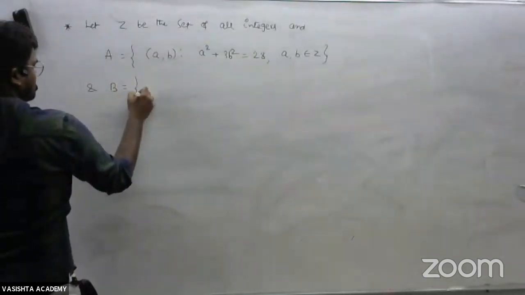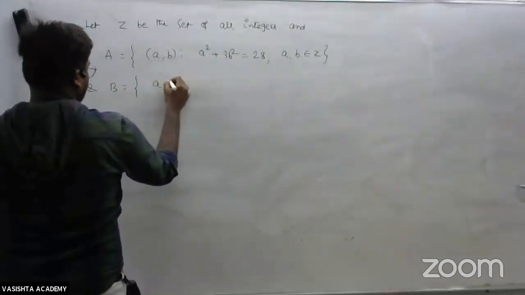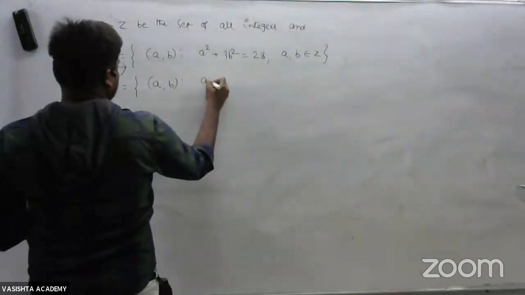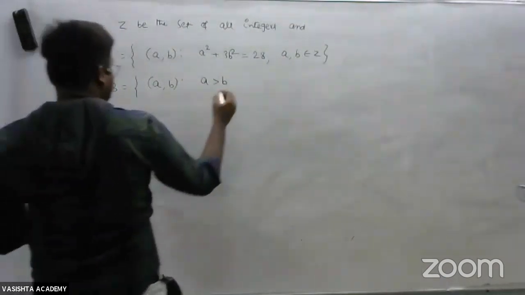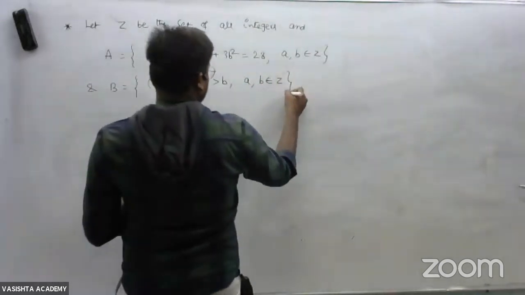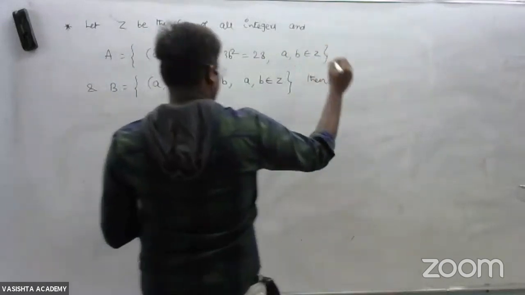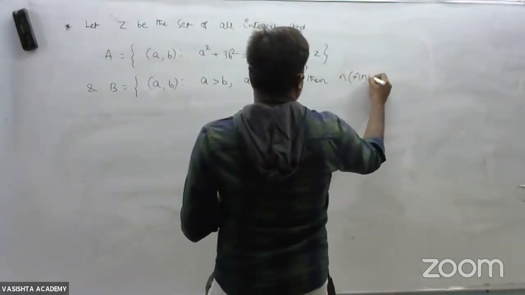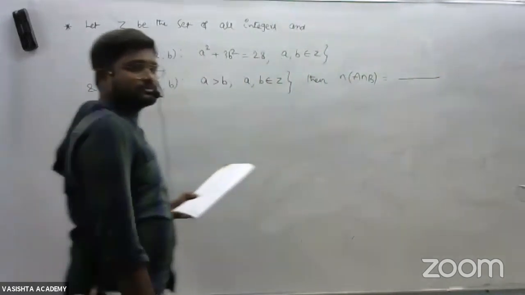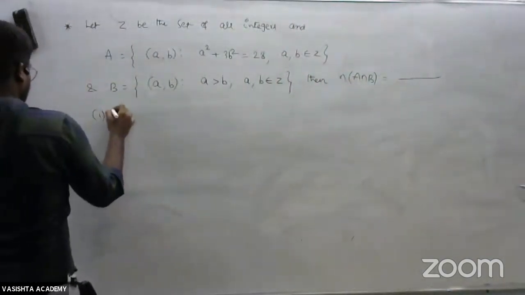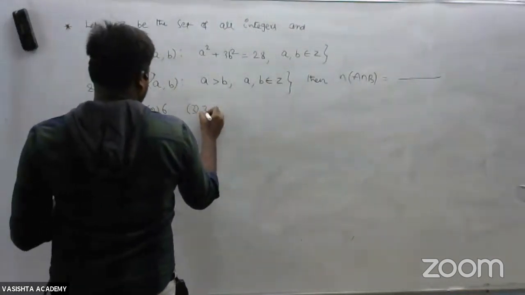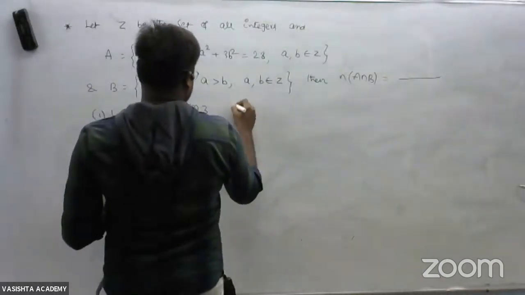And set B equal to the set of ordered pairs (a, b) such that a is greater than b, and a, b both are integers. Then n of A intersection B is equal to: first option 1, second option 6, third option 3, fourth option 8.